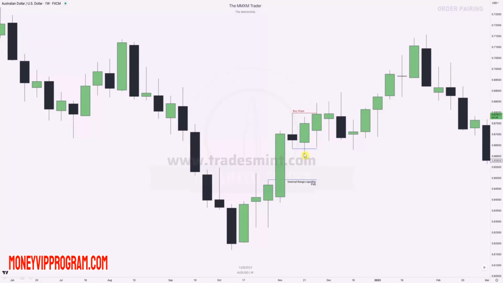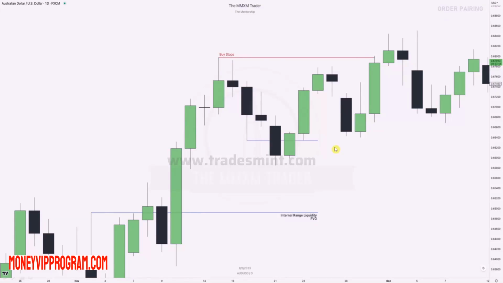So after hitting that internal range liquidity down here, inside this fair value gap, we go again into external range, which are these buy stops above here. So this is a swing high too, right? So we have one lower, one higher, one lower, and then that gets their buy stops over here.